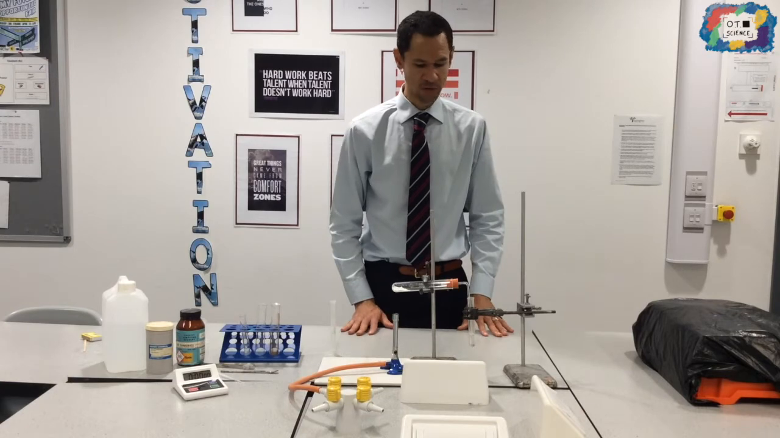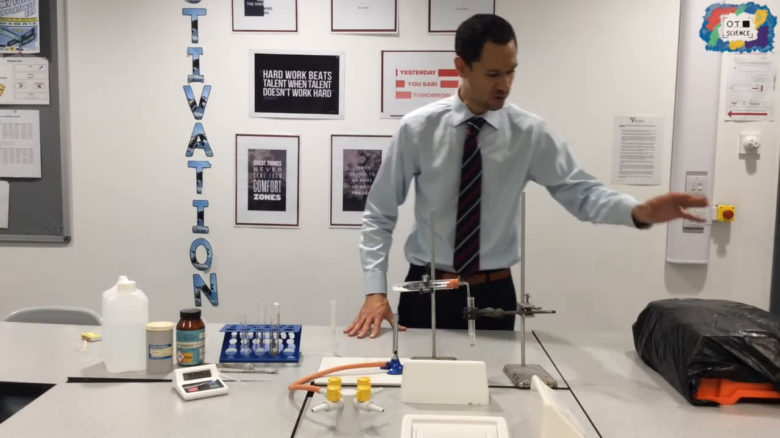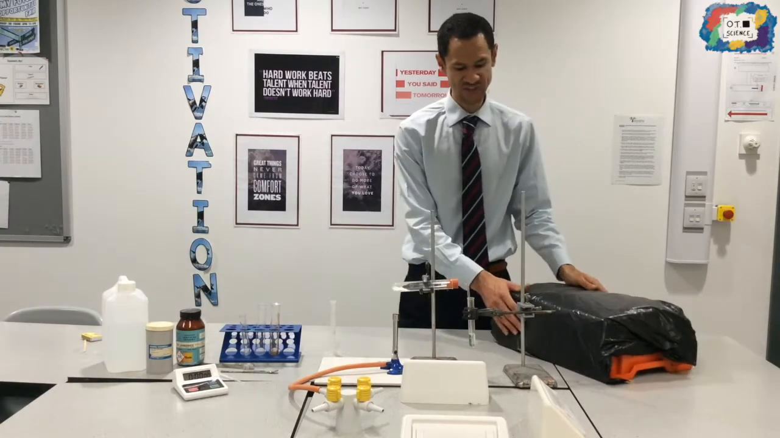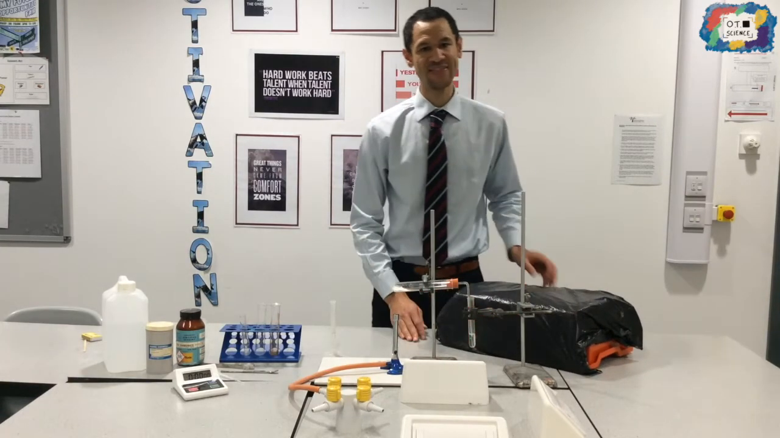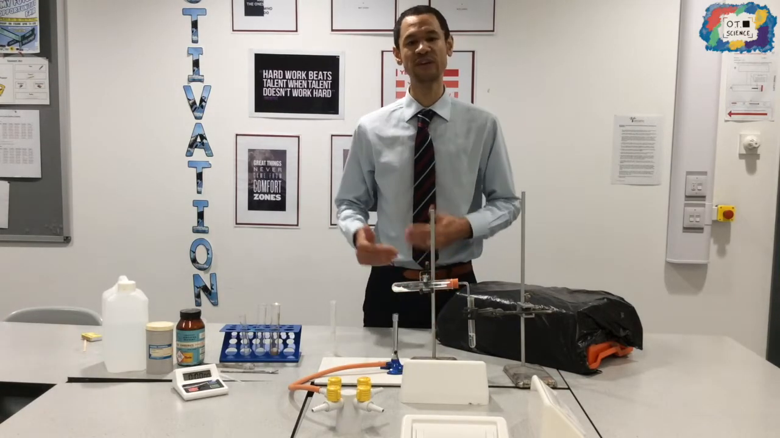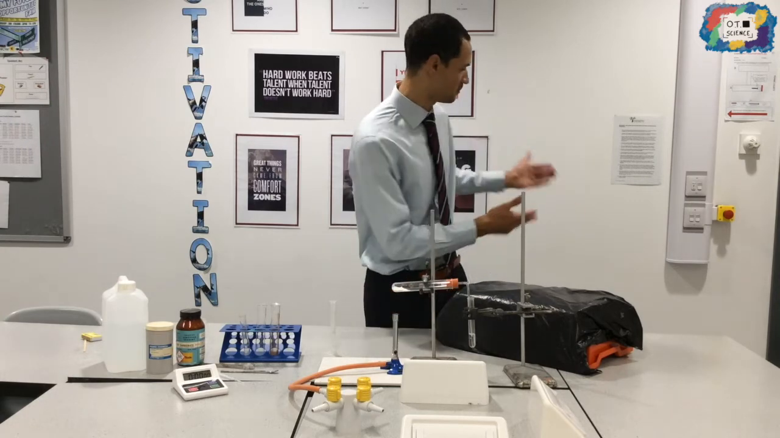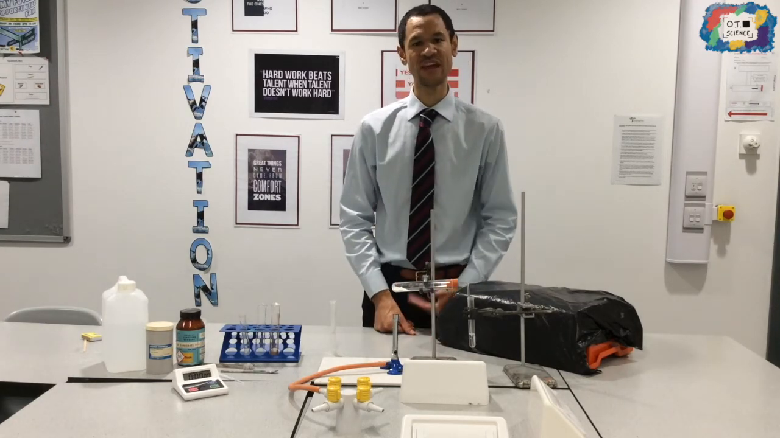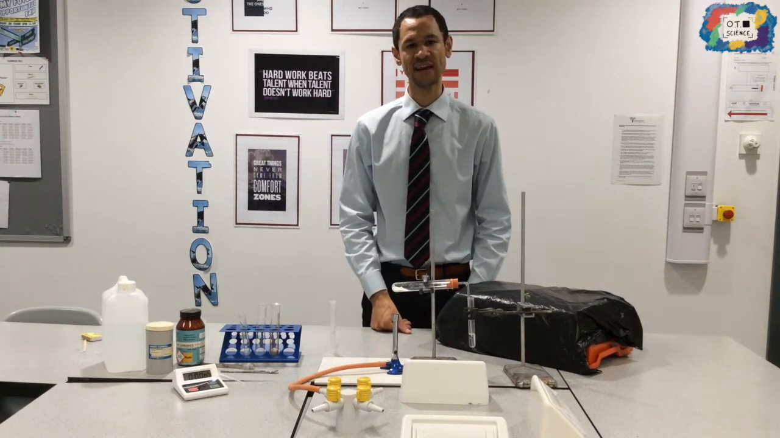And the final bit of equipment, it's not necessary, but it just helps. I've got a box here, and I'm going to position it just behind my test tube, and that can give us a better indication of the cloudiness level of the lime water when compared to a different background. So that just helps make it clear to us when it's turning from clear to cloudy.